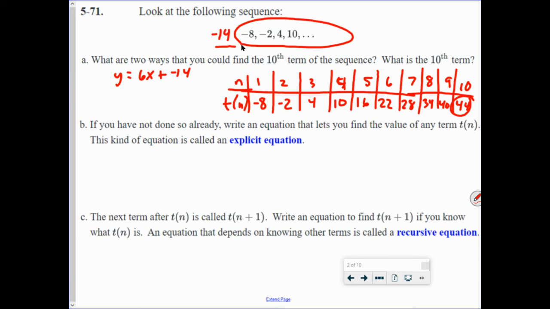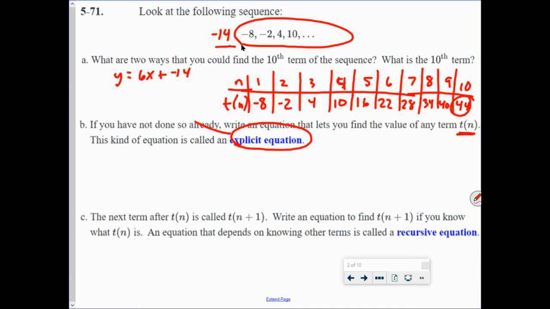Now let's follow on to B. So the 10th term is 44. If you've not done so already, question B, write an equation that lets you find the value of any term. Now, T of n, this kind of equation is called an explicit equation. Explicit, okay? A lot of you are familiar with that word more for the bad things, like explicit lyrics. What that means is unedited, go straight to it, it's not blocked, it's directly to it, okay? Explicit. So it helps us plug in a value and get the exact answer, okay?